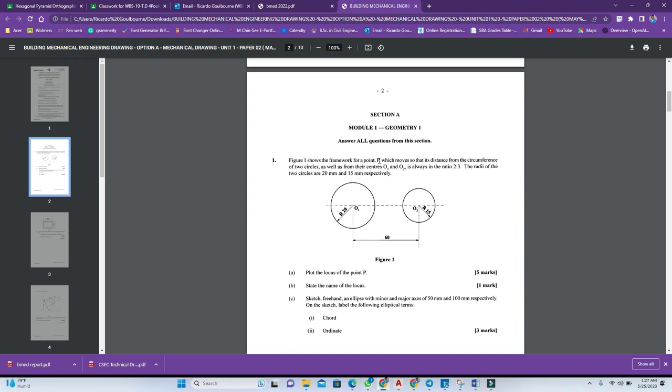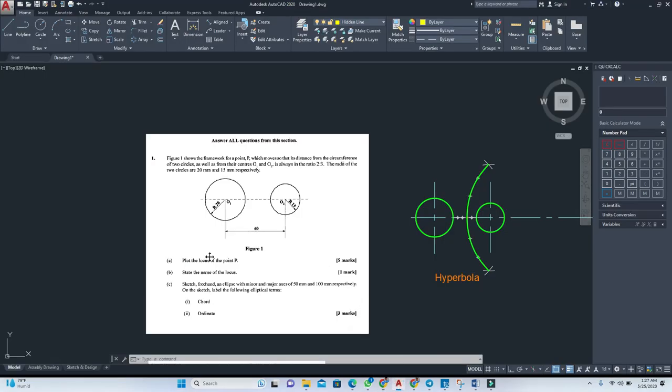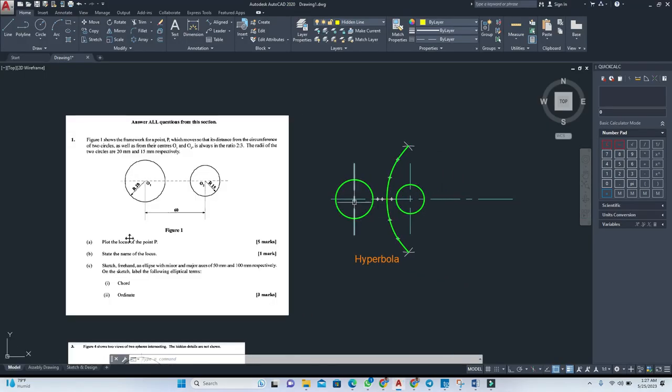Now, here is the first question. It says that Figure 1 shows the framework for a point P which moves so that its distance from the circumference of two circles, as well as their centers, O1, O2, is always in the ratio 2 to 3. The radii of the circles are 20 and 15 respectively. And it wants us to plot the locus of the point P as well as state the name of the locus. Alright, so I'm just going to move over to AutoCAD here, and we're completing this question here.